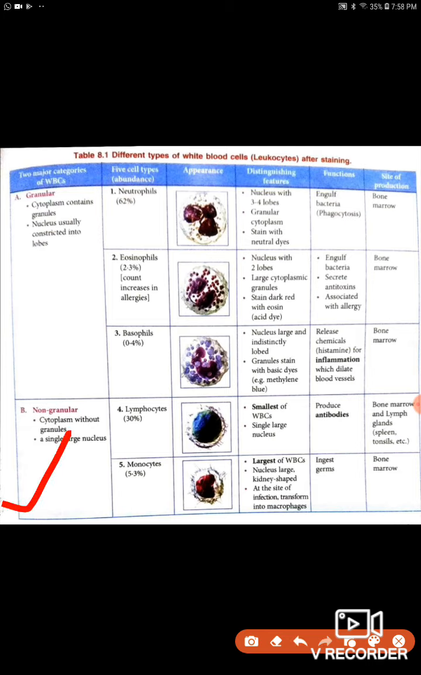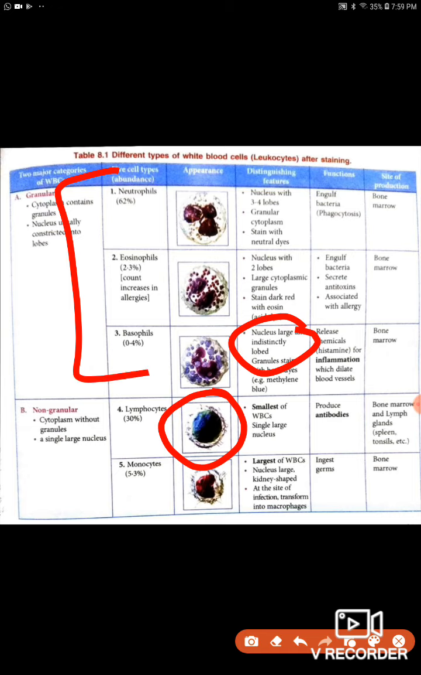There are only two types of agranulocytes, lymphocytes and monocytes. Lymphocytes are 30% and monocytes are less, 3 to 5%. Structure: now listen to this carefully. Lymphocytes are the smallest WBC. They have a single, but as you can see here, large nucleus. Here also the nucleus is large, but that is compared to the granulocyte.